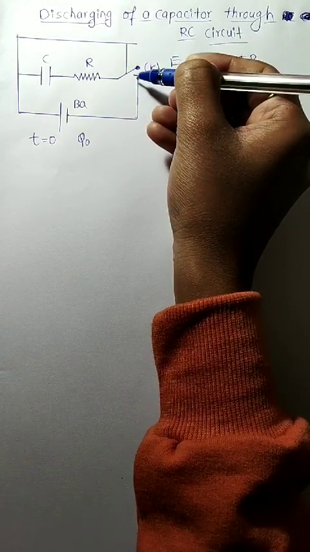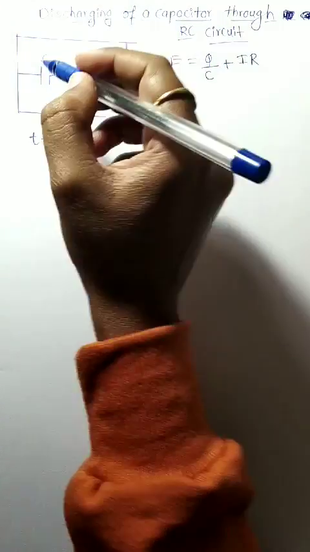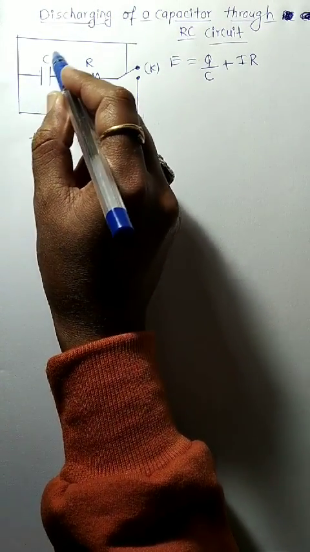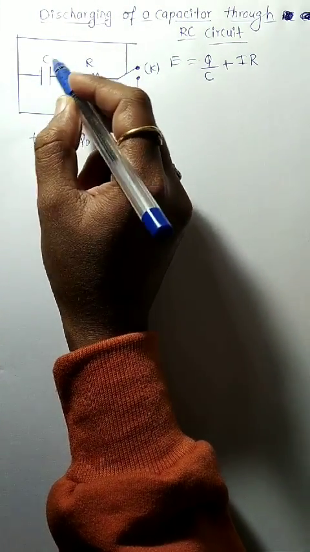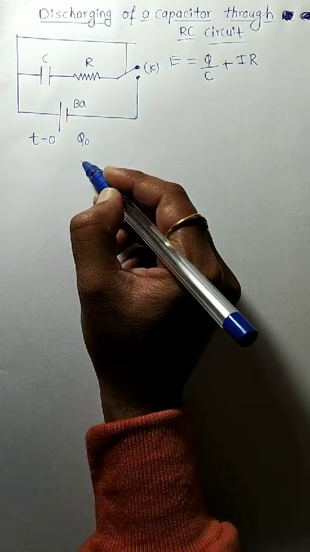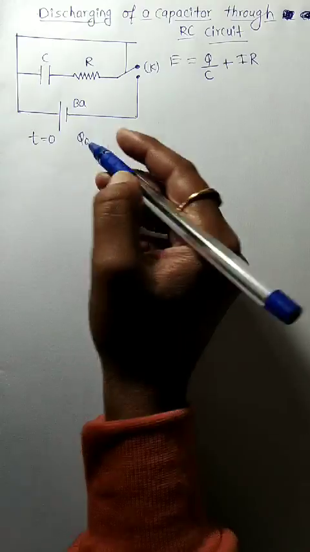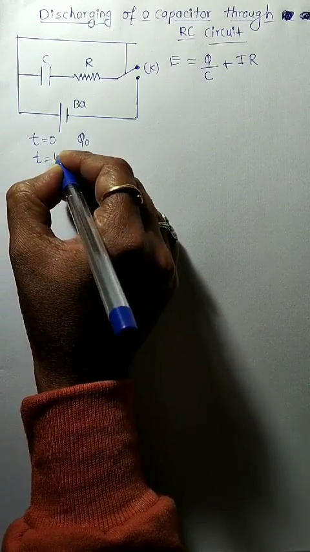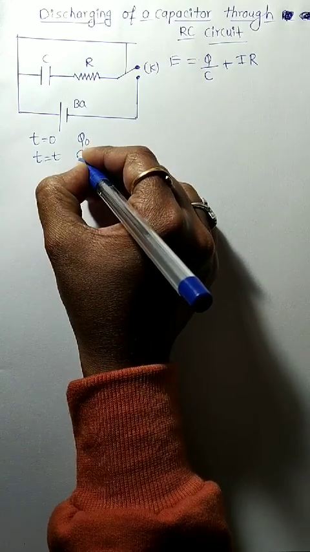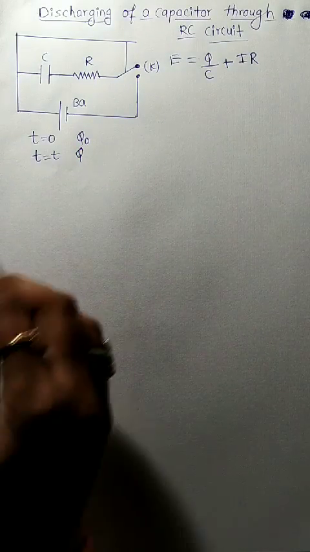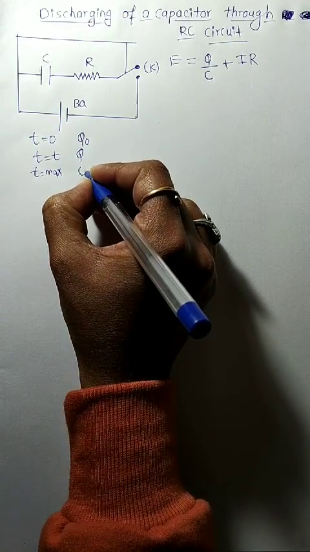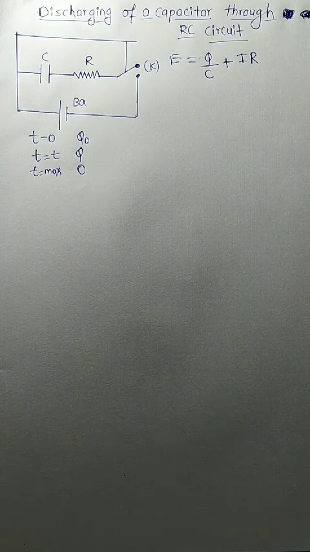But when you release the key, when you open the key, whatever stored charges are there in the capacitor will go off. They will be coming out from the capacitor, which means the number of charges goes on decreasing. Suppose at time t second, as it goes on decreasing, it reaches the q value. And finally, there will be no charges in the capacitor.